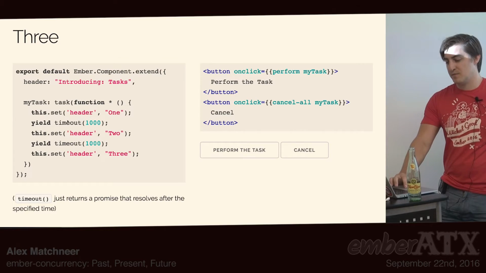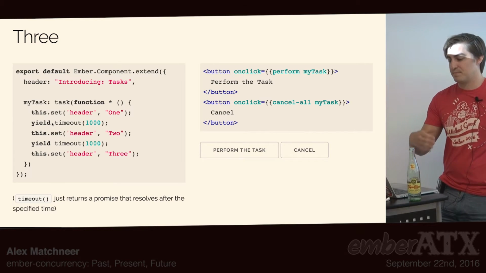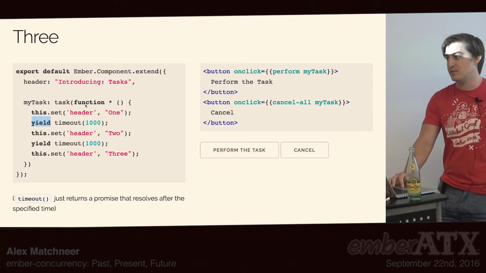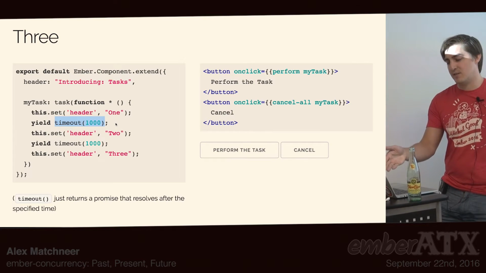So basically, what you might begin to see is that every time you see this yield keyword, which is specific to generator functions, it's an opportunity to pass it a promise that it's going to pause at until that promise is resolved and then continue running from here.